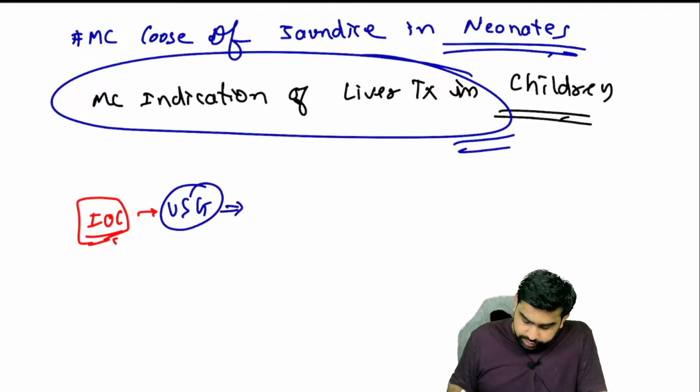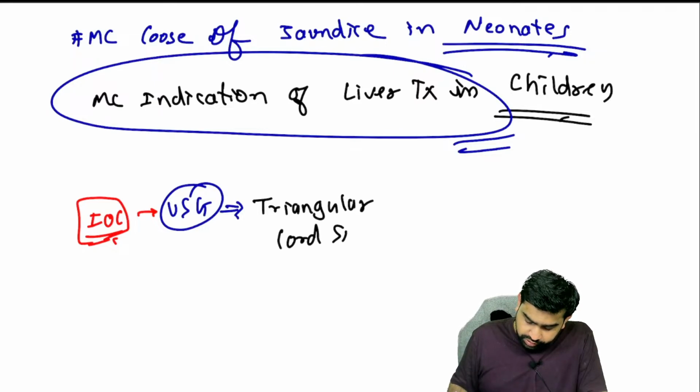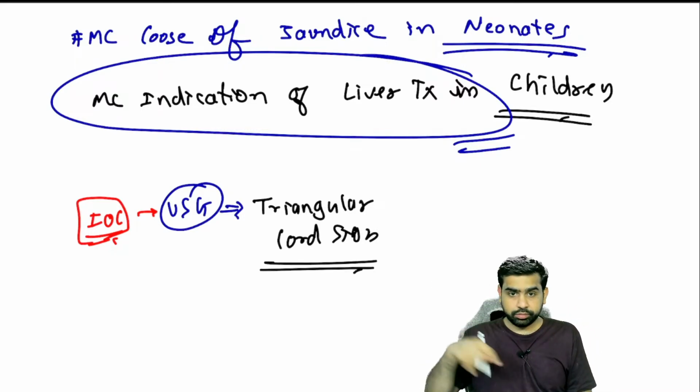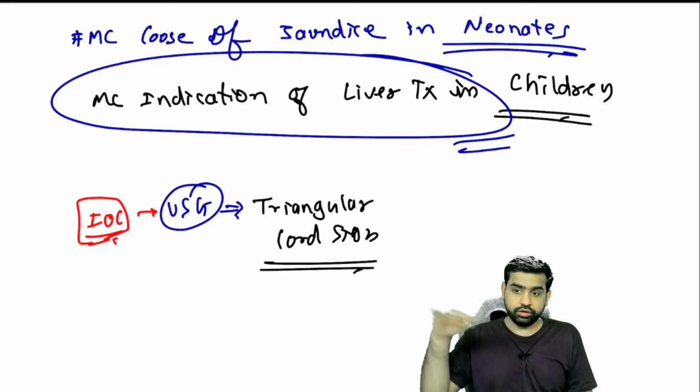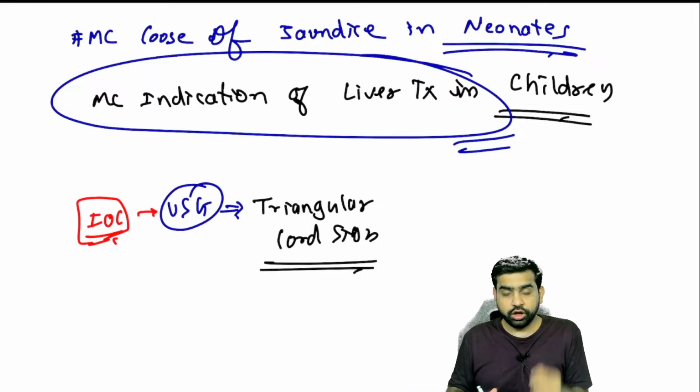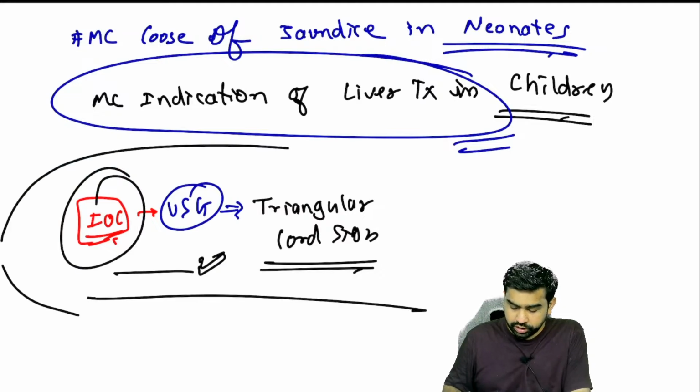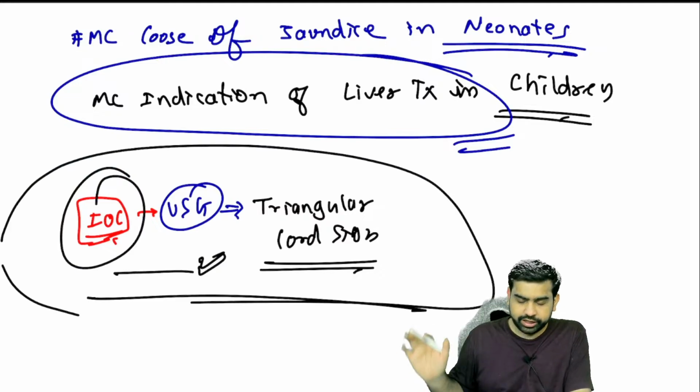Okay, so on the ultrasound, what are you going to find? You're going to find a triangular cord sign. Okay, because the gallbladder is not developed, all that is present over there is fibrosis. So investigation of choice over here is the ultrasound, and you find the triangular cord sign.